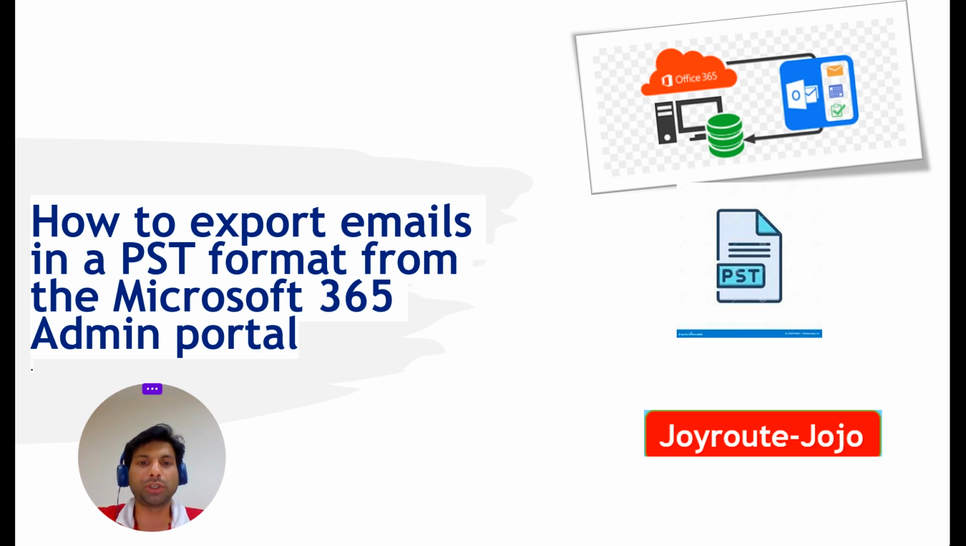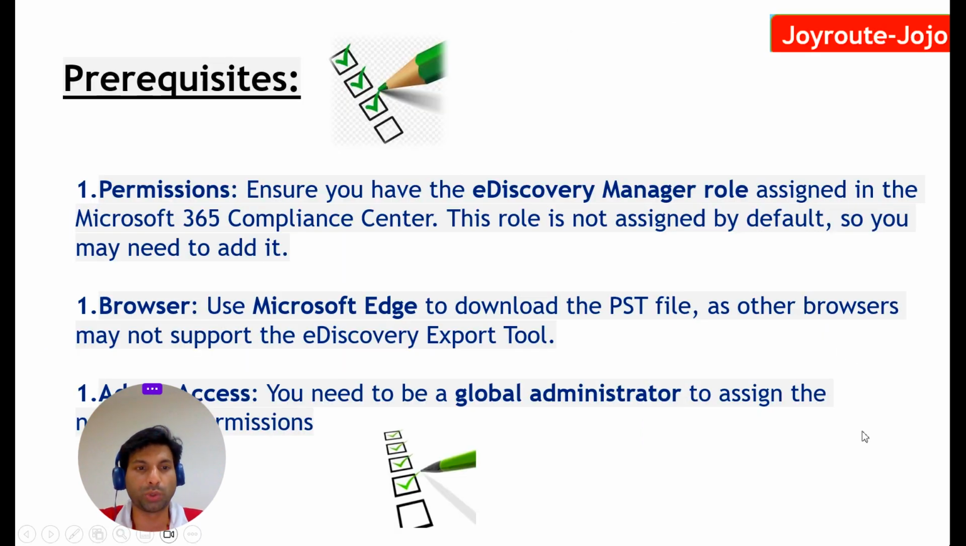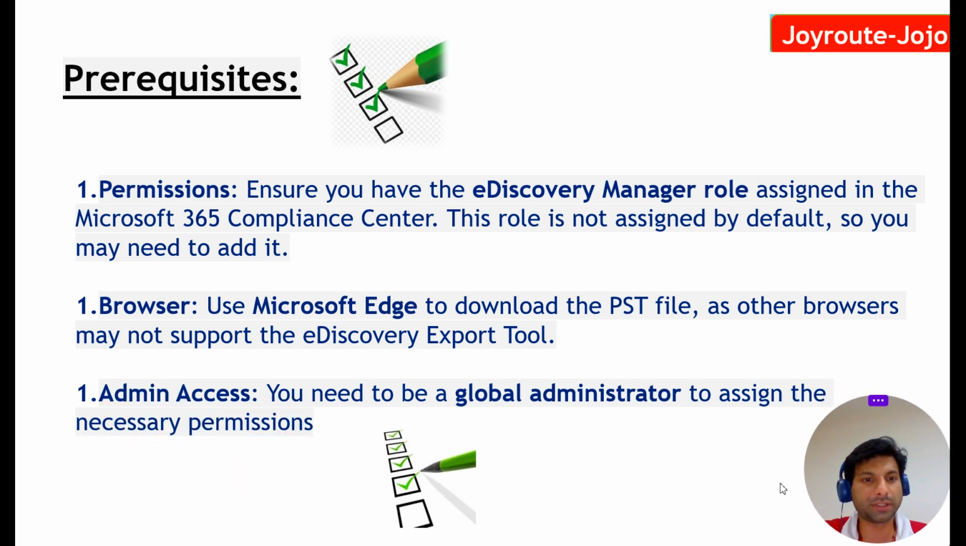Before doing that, we should know what the prerequisites are to do this activity. First thing, you should have enough permission. You should have the eDiscovery Manager role and eDiscovery Administrator role from the compliance admin center, and you should have compliance administrator access. The second thing, browser. Use Microsoft Edge to download the PST file. If you are using Google Chrome, you will not be able to complete the activity. You should use Microsoft Edge to take the PST backup.